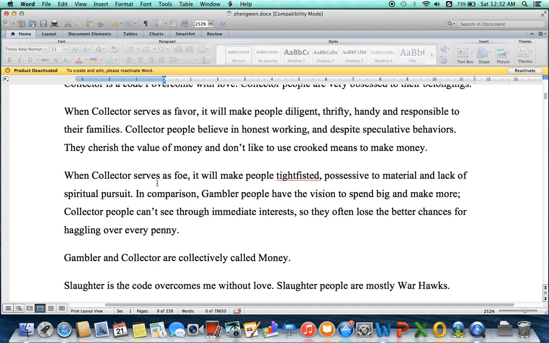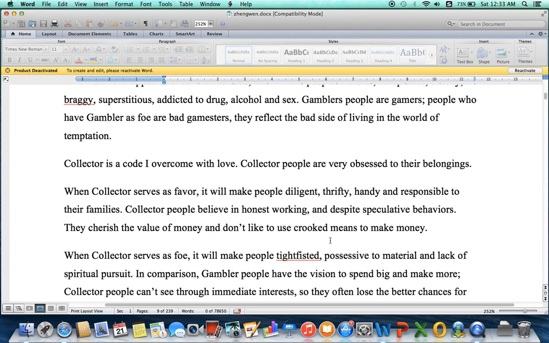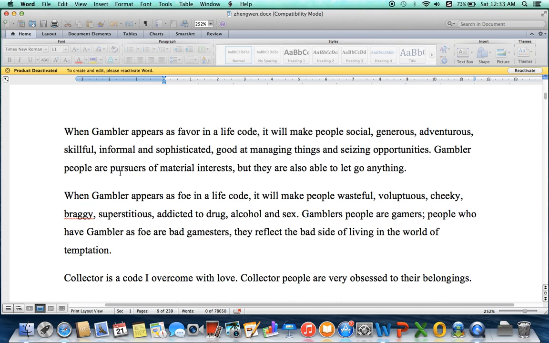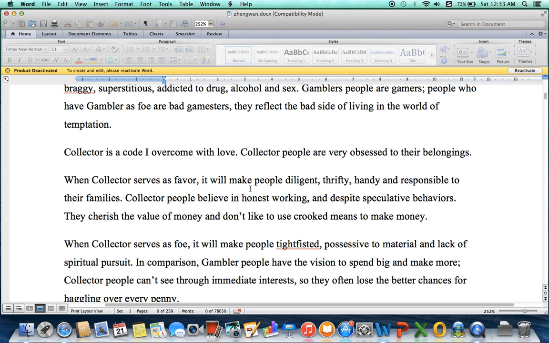When a collector serves as foe, it will make people tight-fisted, possessive of materials, and lacking in spiritual pursuit. In comparison, gambler people have a vision to spend big and make more. Collector can't see through the immediate interest, so they often lose the better chance because they don't take risks. So I mentioned that gambler people are pursuers of material interests, but they are able to let go of everything.